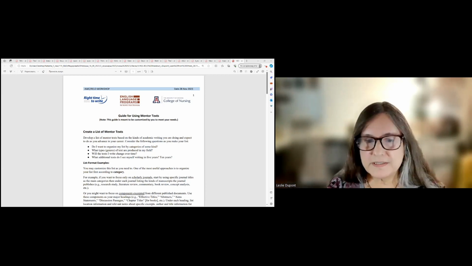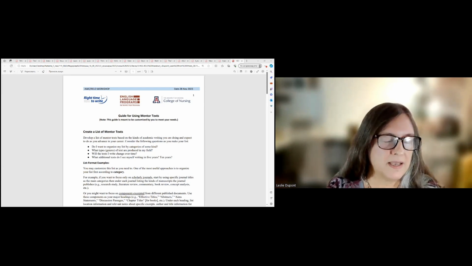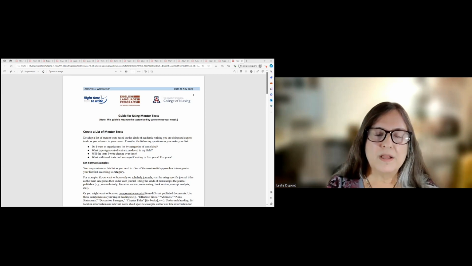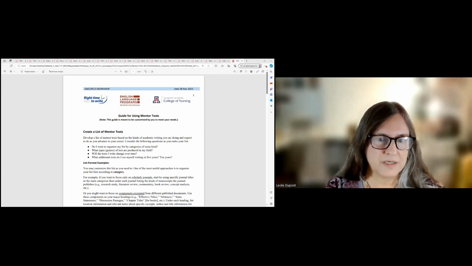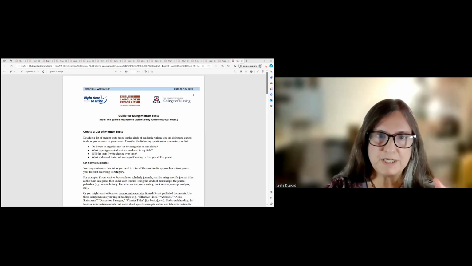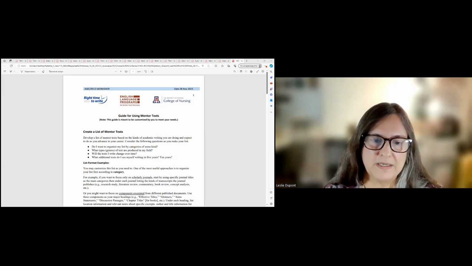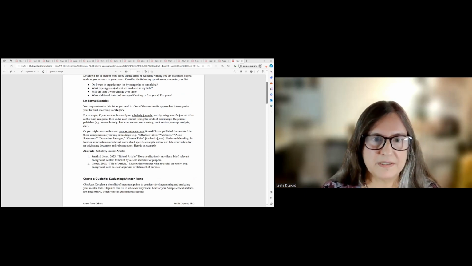So for instance, in 5 or 10 years, will I be writing policy? Will I be writing editorials? Will I be doing quality improvement and assessment projects? Or will I continue publishing and writing a very standard set of research articles? All of that is perfectly valid. So there are different examples of how you can format your list.